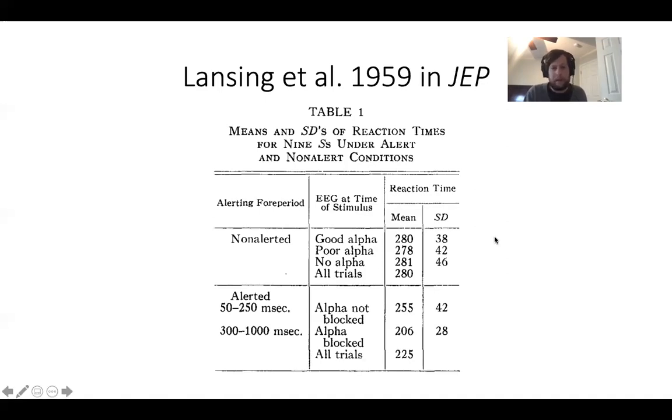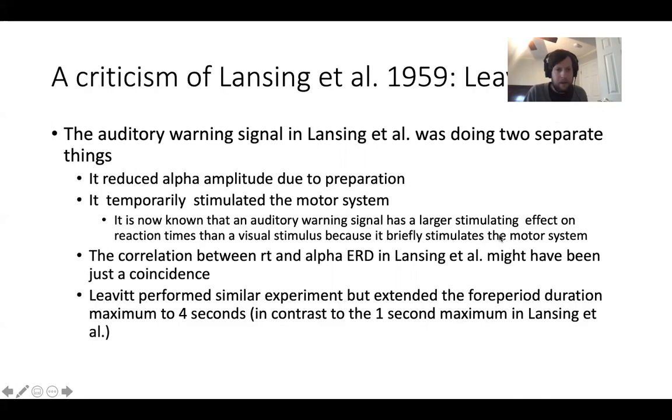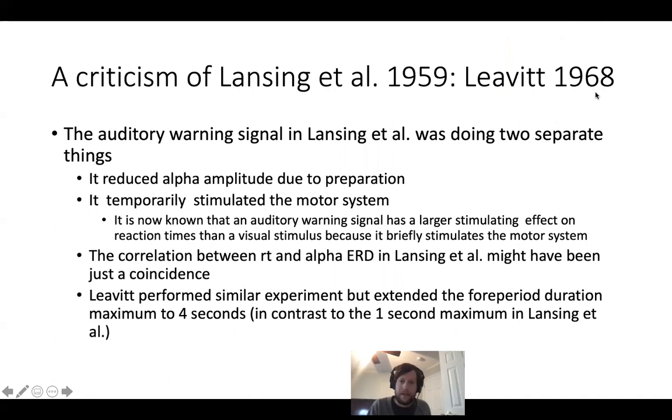But then there was a study that was published. When was this other one published? This is Levitt, 1968. So about 9 years later, another study was published that basically called out the original Lansing study, 1959. And they said, we have data that suggests that this original interpretation regarding alpha amplitude is problematic. The alpha amplitude might not actually reflect a participant's degree of preparedness, the amount of engagement that they have with the outside world.